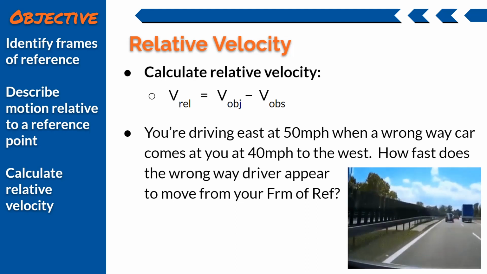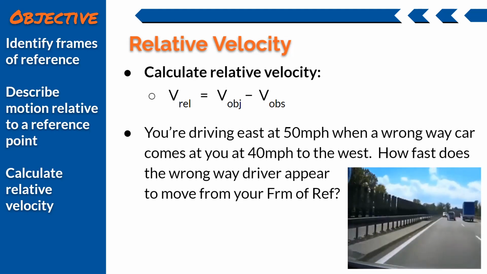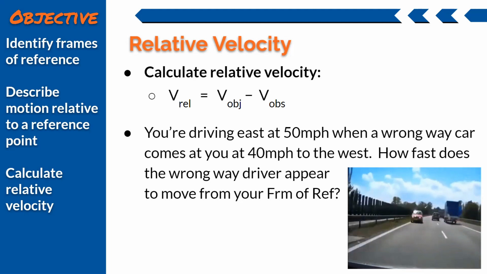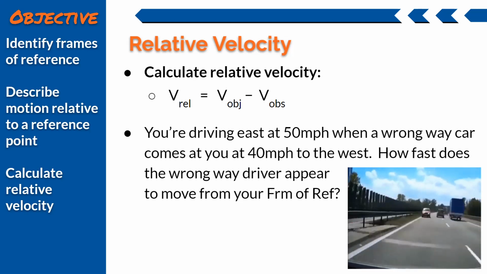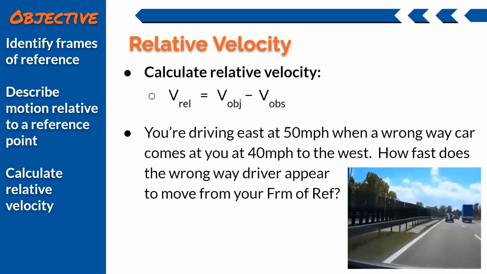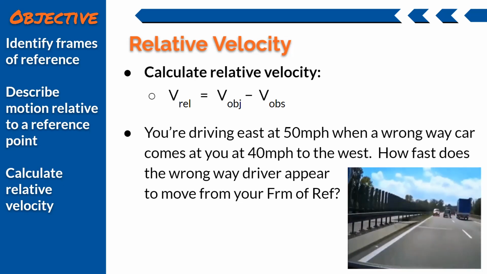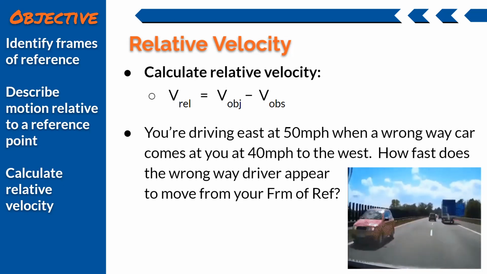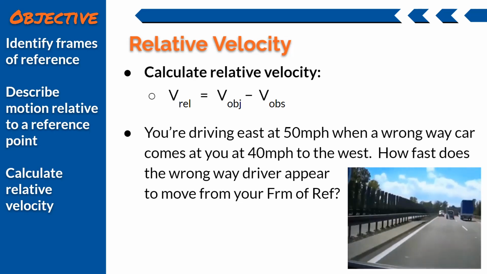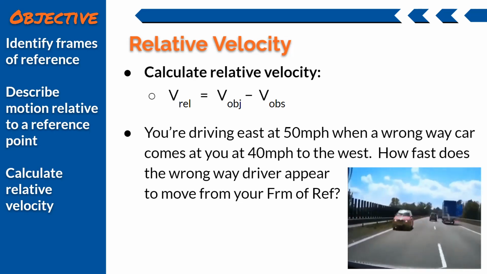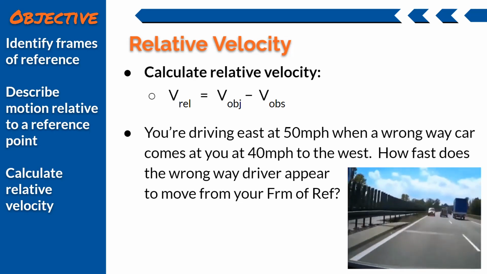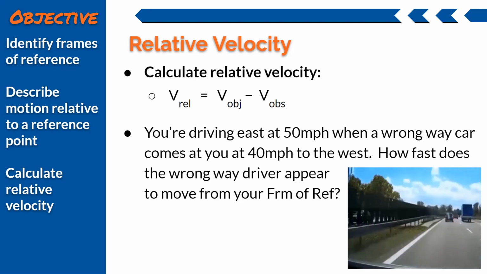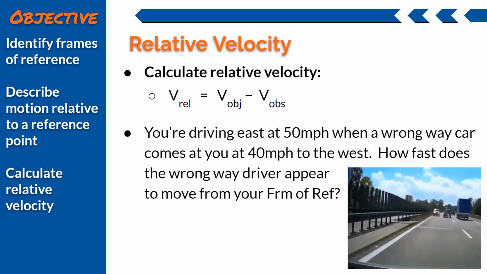Okay, so if you're trying to find relative velocity, we're going to plug into this equation. Again, you are going to be the observer. The other wrong way car is going to be the object. The fact that you're moving opposite directions is going to matter when you use this equation. We're going to say that things moving to the east are positive and things moving to the west are negative, just like the coordinate system in math. Things to the right are positive, things to the left are negative. You have to keep the signs on the numbers for this equation to work.